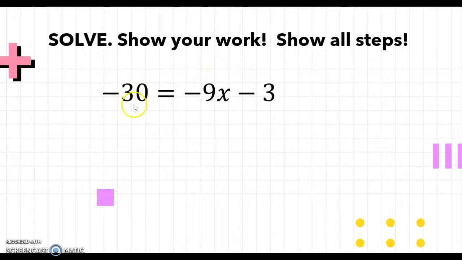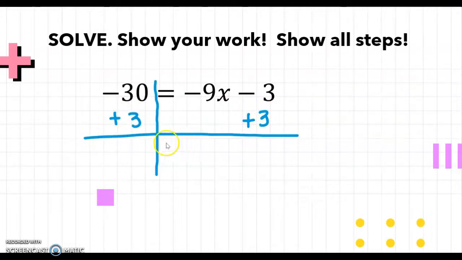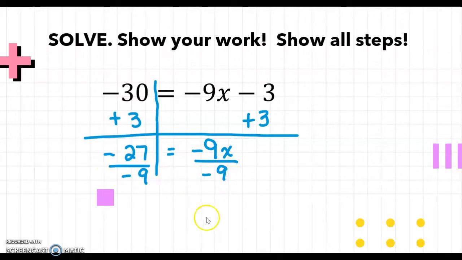All right, with this problem, I'm going to divide my equation into a left side and a right side. And I want to move the constant first, so I'm going to add 3 to both sides. And when I do that, I have negative 30 plus 3, which will give me a negative 27, equals negative 9x. This negative 3 and 3 zero out. I don't put anything right there. So next, to solve, I have to undo the multiplication by dividing each side by a negative 9. And my answer is x equals 3.